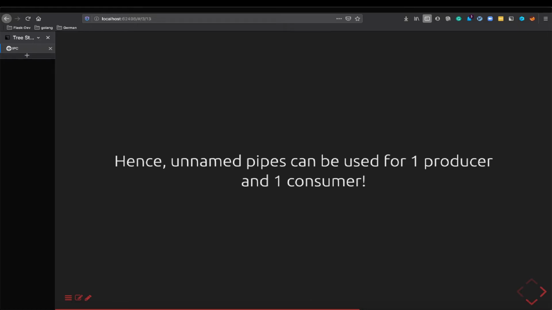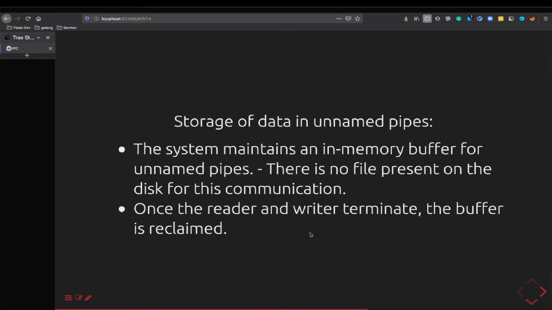Okay, so basically we can have only one producer and one consumer in unnamed pipes, and you can obviously find some hacky solutions to overcome this, but it is not really recommended. So let us look at storage of data in unnamed pipes.